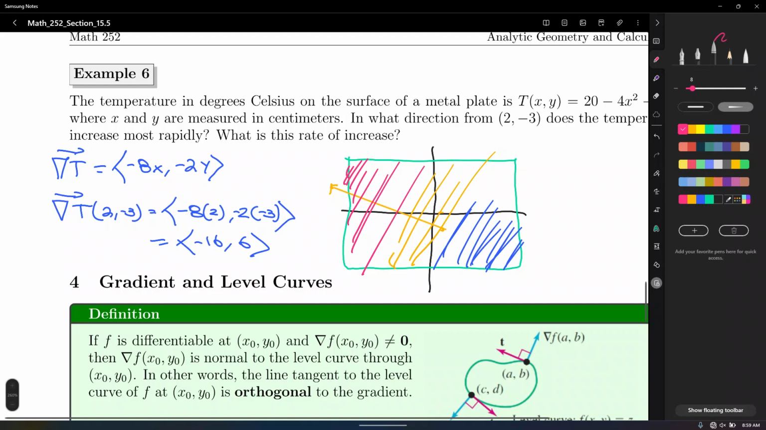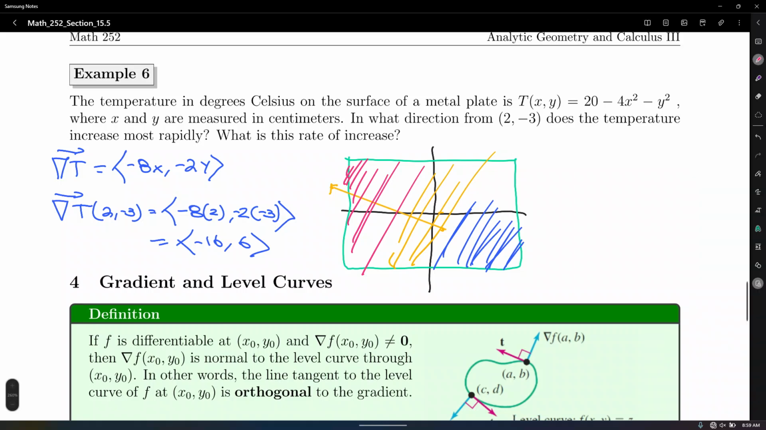Now, what if the question here were, and that's a quiz question, in which direction should we go in order to cool down most rapidly? 16, negative 6, right? Quiz question, right? Now you got this, all right? Oh, but that's not the end of it. That's what's next. Then we also want to know how fast the temperature is increasing, or at what rate.